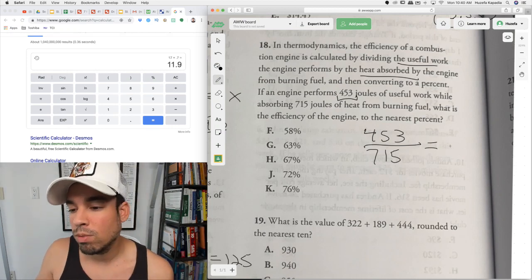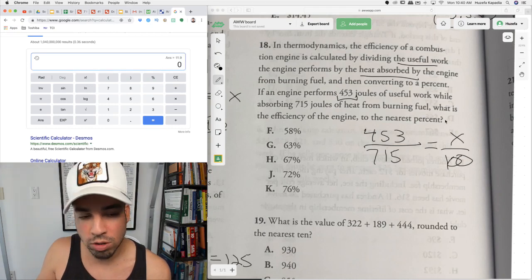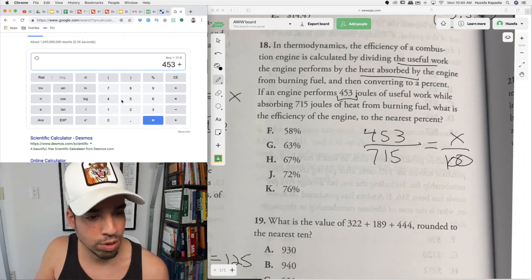Now look, you can use the percent proportion if you want. So watch what we can do here, and we could cross multiply and do all that. But the simplest thing, in my opinion, is just take this fraction and put it in your calculator as a division.